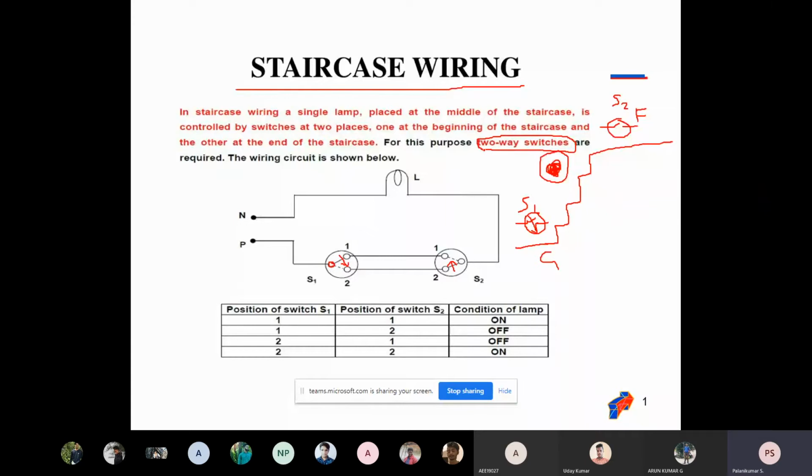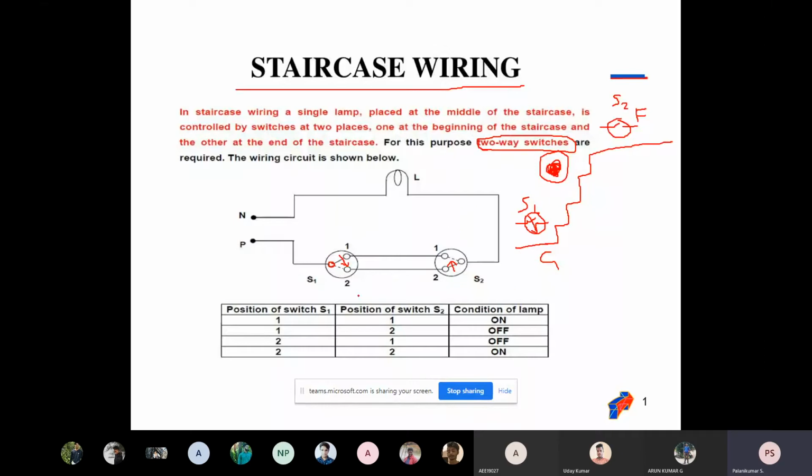So definitely I need two-way switches. Without two-way switches, I cannot construct the staircase wiring. This is the very basic logic whenever we want a staircase wiring. As an engineer, we cannot always stay within limitations.